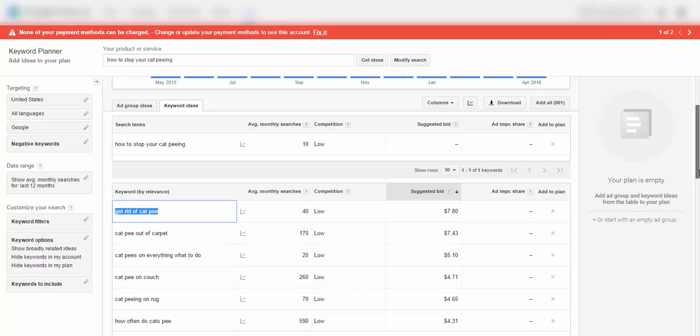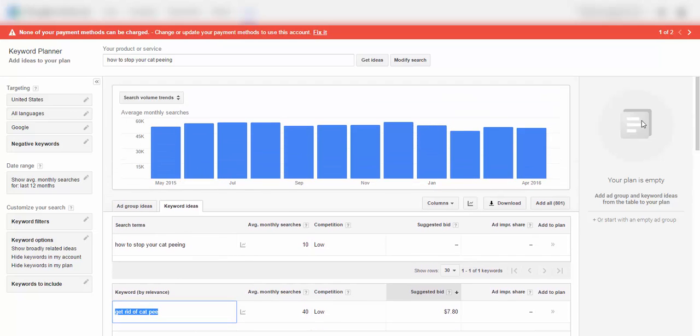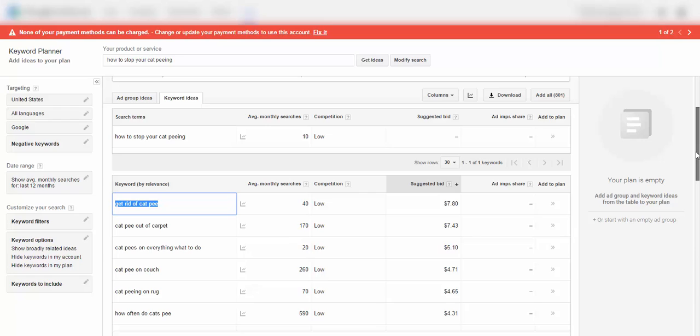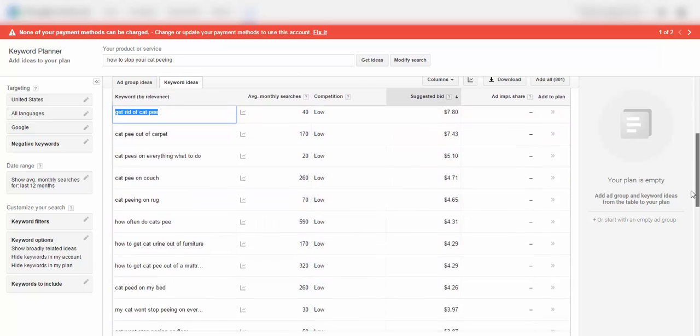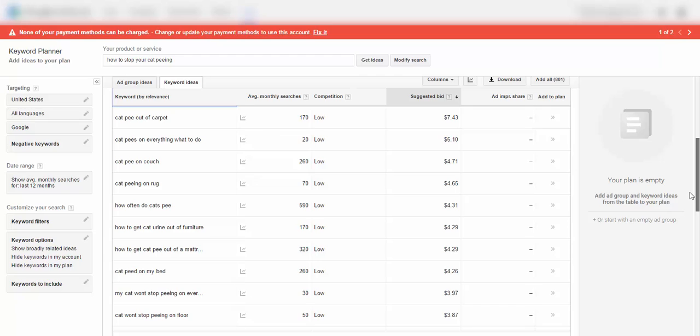is, once you're zeroing in on a sort of ad group, how to stop your cat peeing, and you've got a specific, like, get rid of cat peeing on the rug, you'll see here the Google AdWord keyword tool is telling me that there's all sorts. How to get cat pee out of a mattress. Look at this, guys. There's 320 searches on that a month, roughly. Okay, how to get cat urine out of furniture.